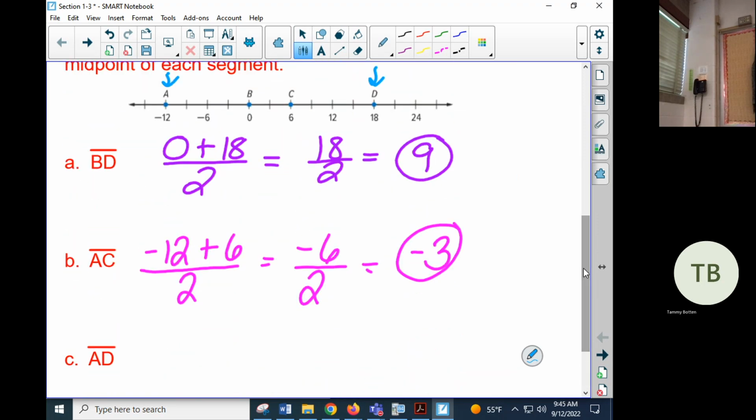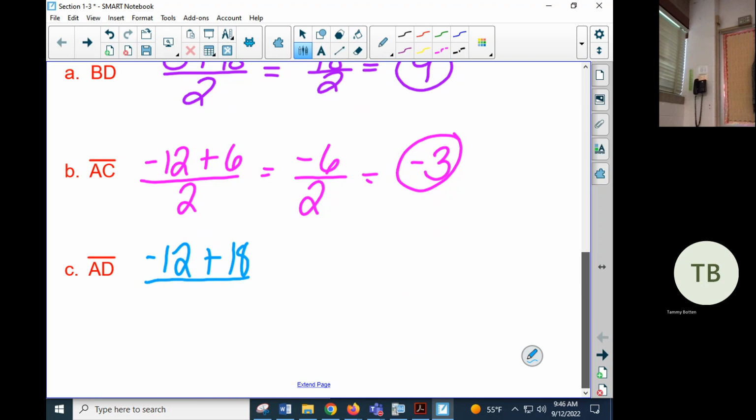A is -12 and D is 18. Again, you could do this in your head, and that would be fine. -12 plus 18. Do you know what that is? 6. 6 divided by 2 is 3.